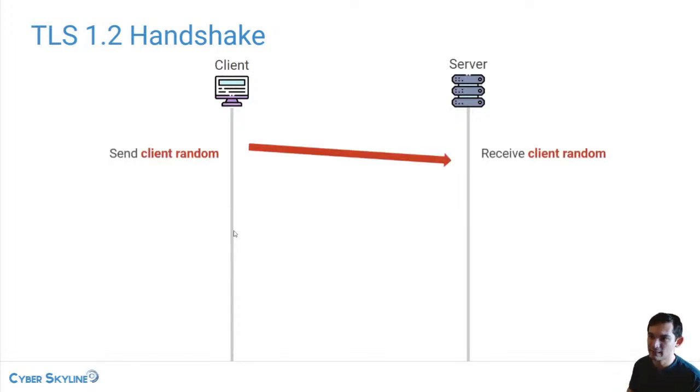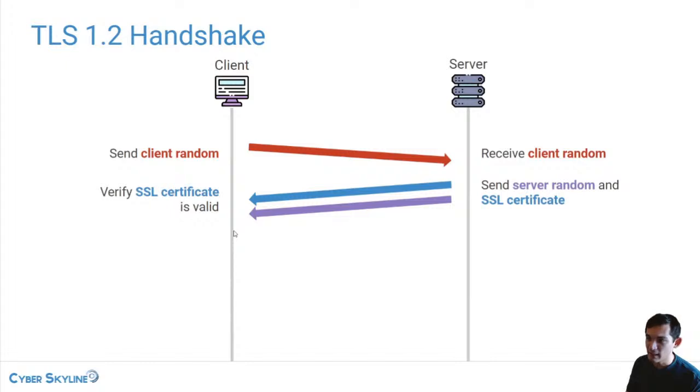What's going to happen is the client is going to send something called a client random. This is a series of random characters that will eventually be used for the encryption. The server receives this client random, highlighted in red, and it will reply back and say, here is my server random, another series of random characters, and my SSL certificate.